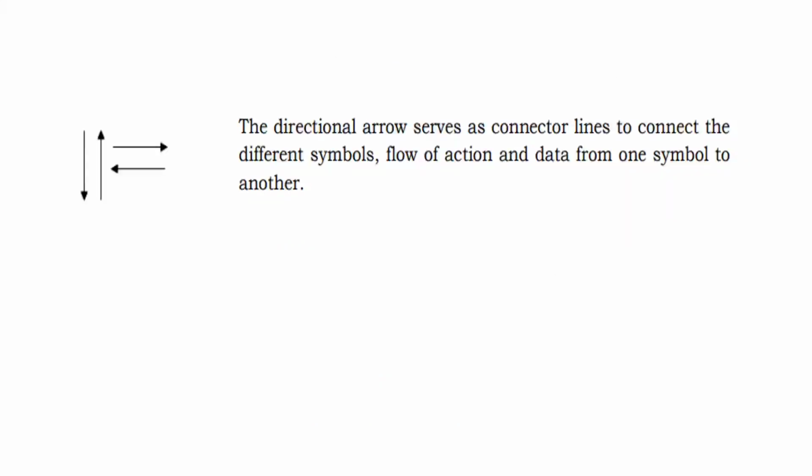And lastly, we have the directional arrow, which serves as connector lines to connect the different symbols, flow of action, and data from one symbol to another. The directional arrow gives us the procedure on what step or the flow of the program.